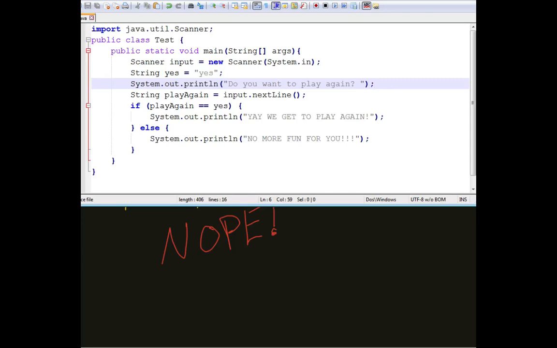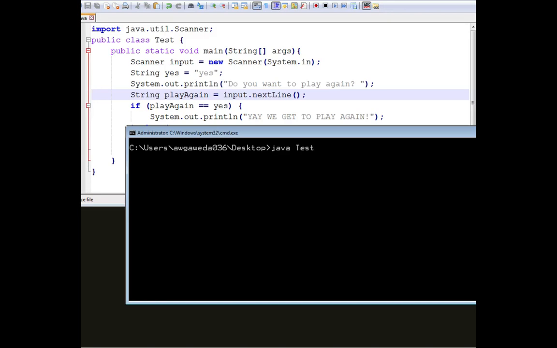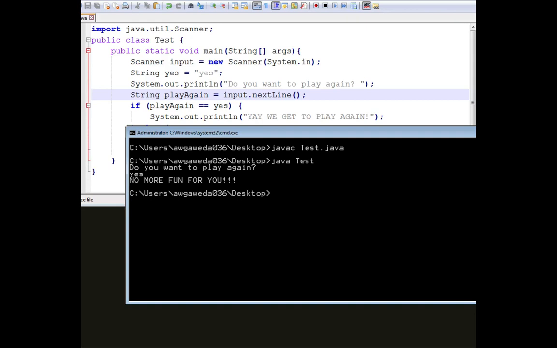So I've already built out that code for us. Here's that yes I was talking about. Here's me saying, do you want to play again, getting my user's input. And if these two things mean the same thing, then I should be playing this game again. So compile it up. Do you want to play again? Why, yes, I would love to. No! No fun for you. You'll get no fun. So what do we do?